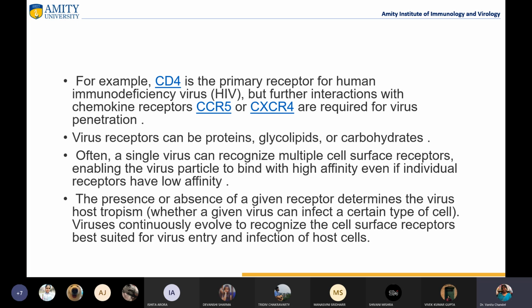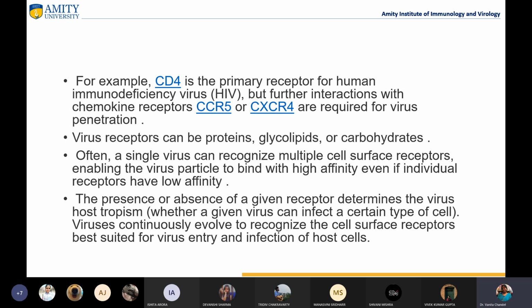Usually a single virus recognizes multiple cell surface receptors. That enables the virus particle to bind with very high affinity, even if each individual receptor has a low affinity. So they recognize a number of receptors. The presence or absence of a given receptor determines the virus host tropism. Tropism means whether a given virus can infect a certain type of cell or not.